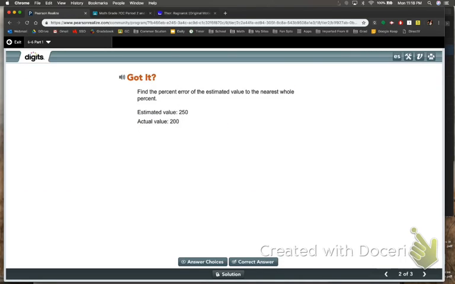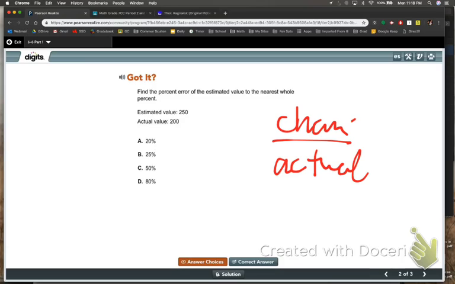We're still in part one, but there's another problem for you to try out. The estimated value is 250, whereas the actual value is 200. A quick reminder, the choices are given. The actual value is always going to be on the bottom, and the change is going to be on the top. So feel free to calculate that, pause it, and then we'll go from there.